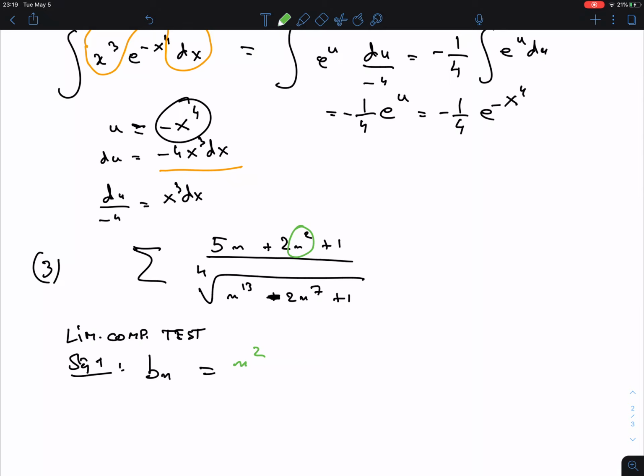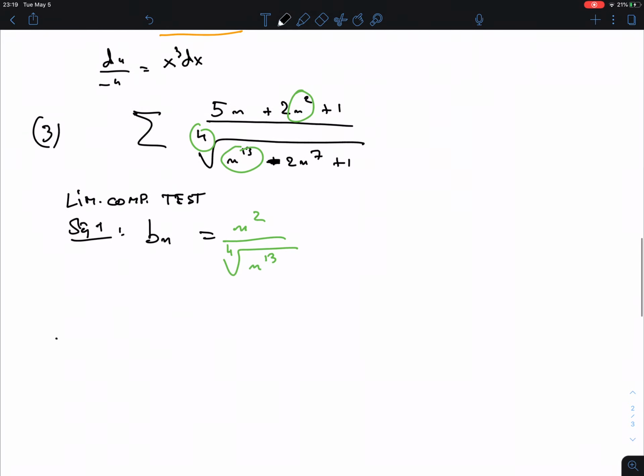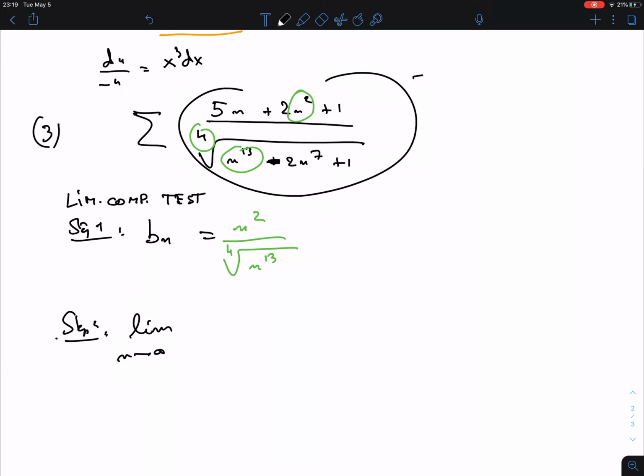And here the highest degree is, well, not 13 because it's the 4th power. So it's the 4th root of n to the 13. This is Bn. I don't simplify because now in step 2, I have to calculate the limit for n going to infinity. This is what we call an, and this is what we have to calculate. And now we have to show that this is not 0 or infinity, remember.